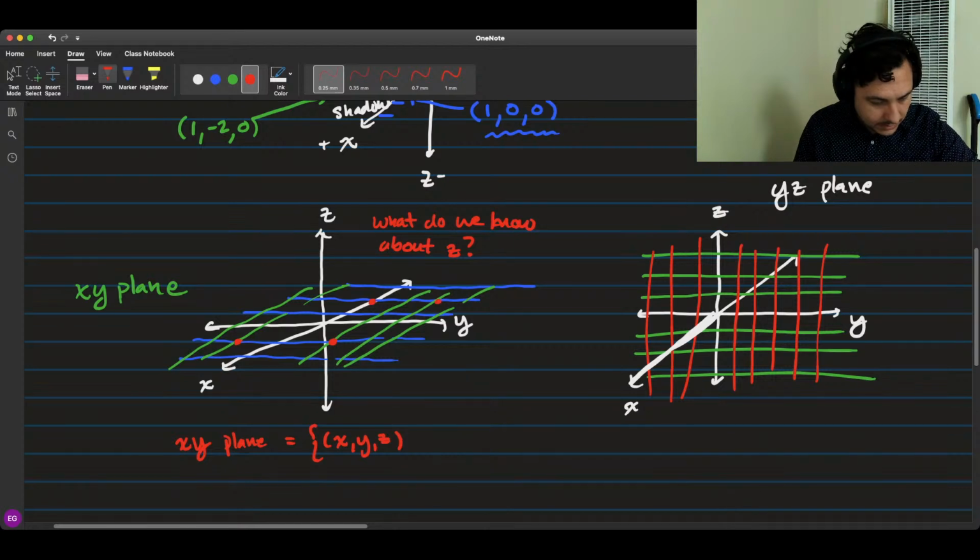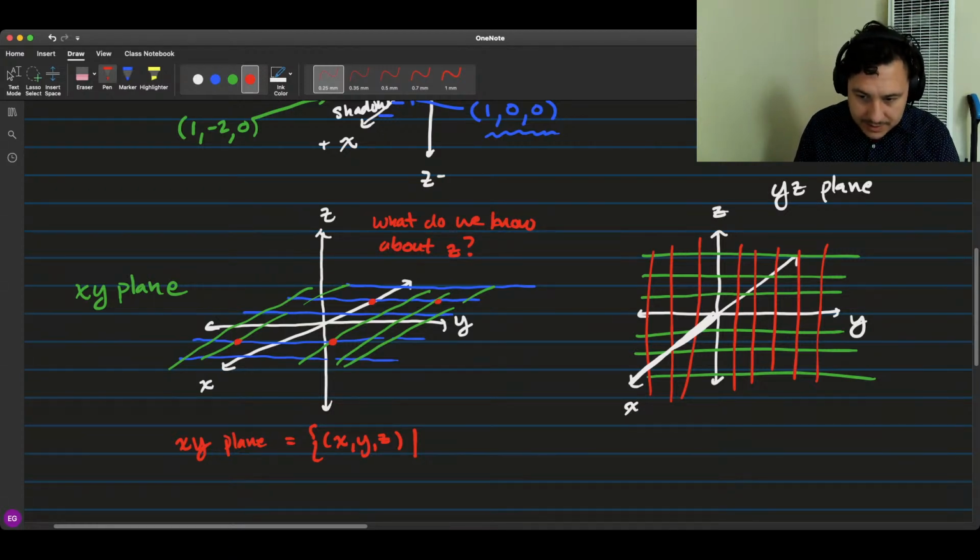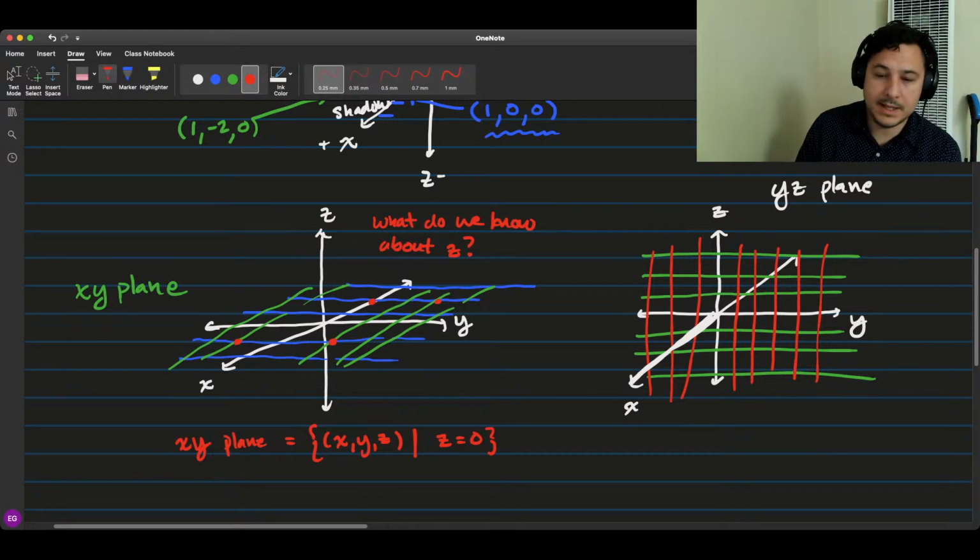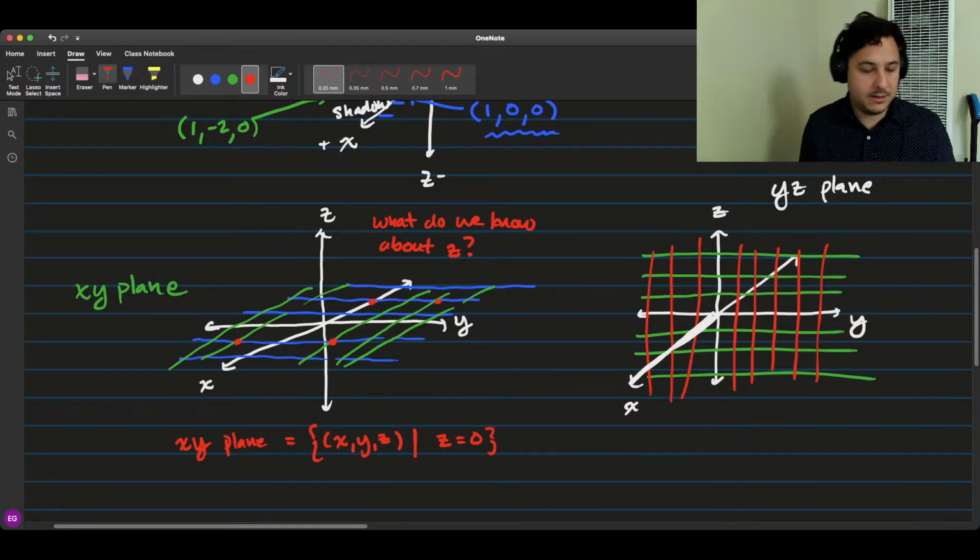Okay? And those points are the points such that z equals 0. So the xy plane is just all the points in R3 where the z value is 0. That's how you get that flat surface.